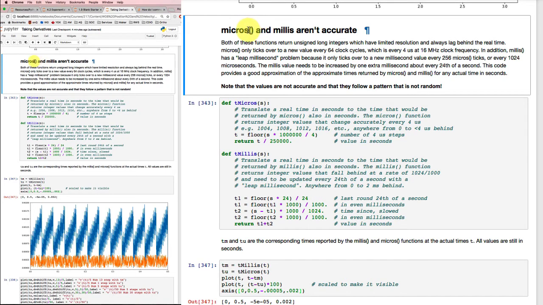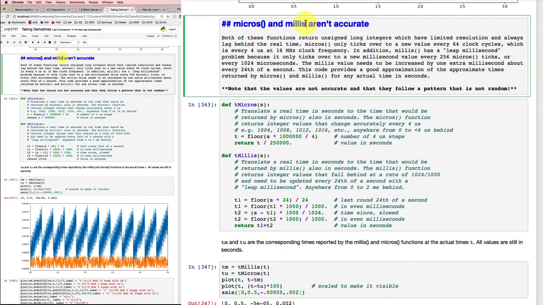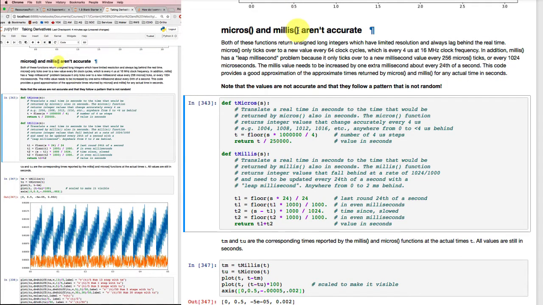Now the micros function returns an approximate value for the number of microseconds since restart, and the millis function, which should have parentheses on it, returns an approximate value for the number of milliseconds since the microcontroller was restarted. And they both return unsigned long integers, and that means that they have a limited resolution to whole number values of microseconds or milliseconds. But it's even a little more complicated than that.